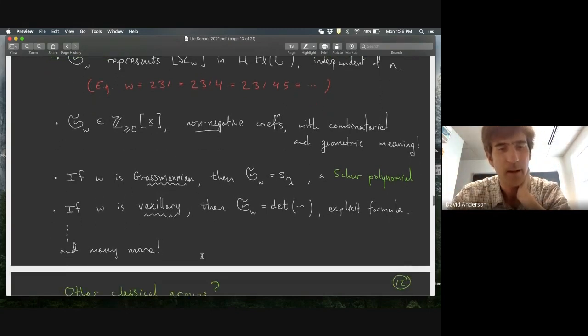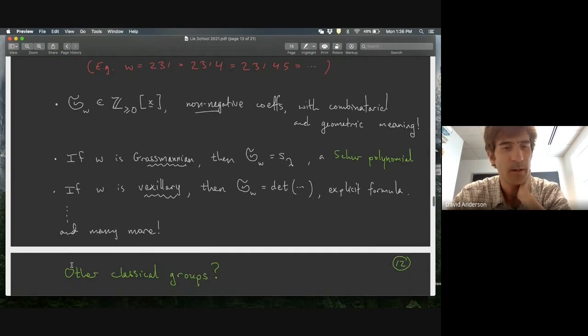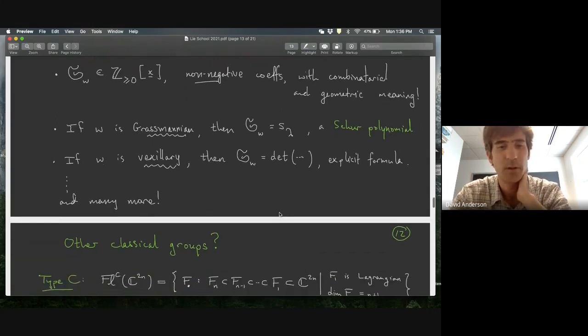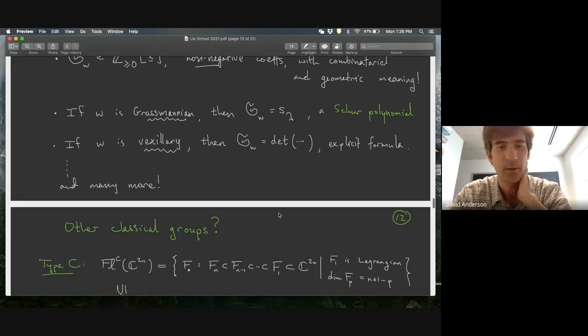in the 80s and 90s, people started asking, well, what about other classical groups? Can you find Schubert polynomials for, say, the symplectic group that have all these amazing properties? So let's look at type C and see what the flag variety is.